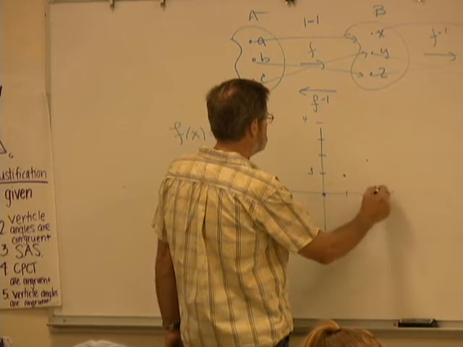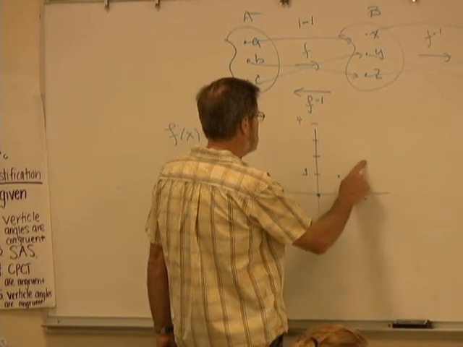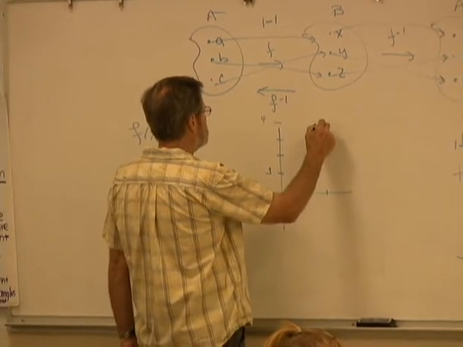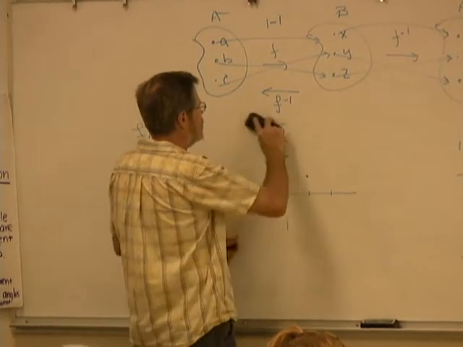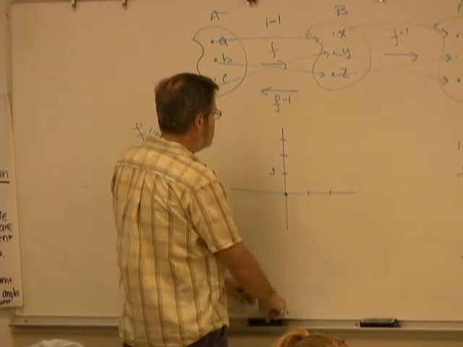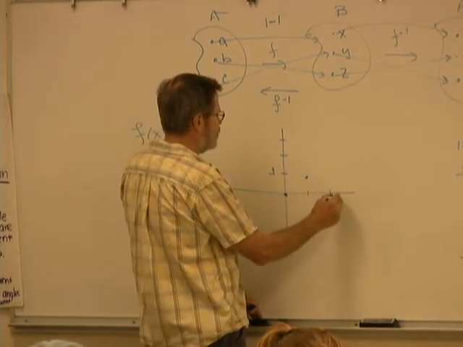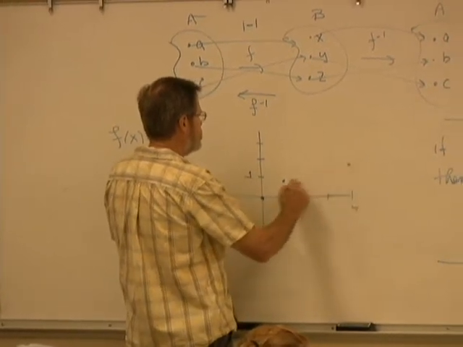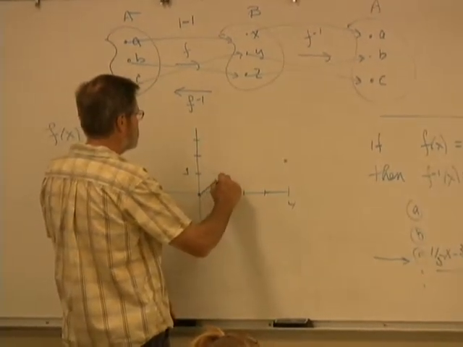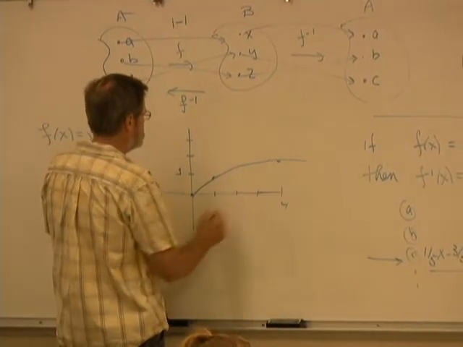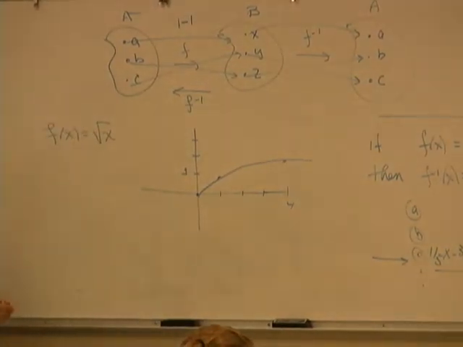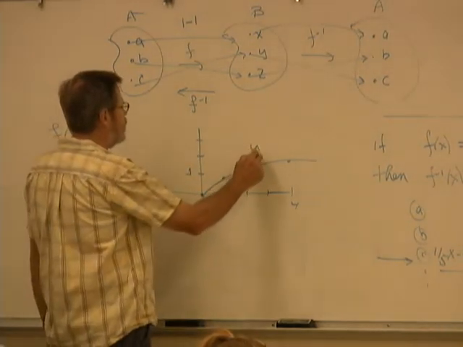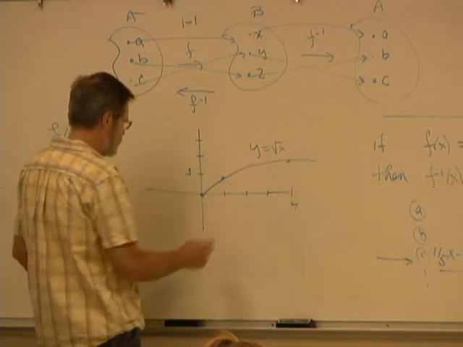x equals 1, x equals 2. Sorry, I put it in the wrong place. If x equals 1, this is up at 1. If x equals 4, it's up at 2. Right, and the picture for this looks like the following. This is what y equals the square root of x looks like.